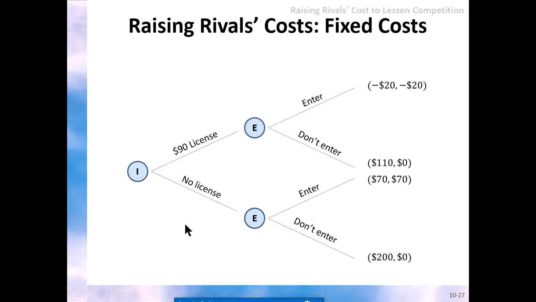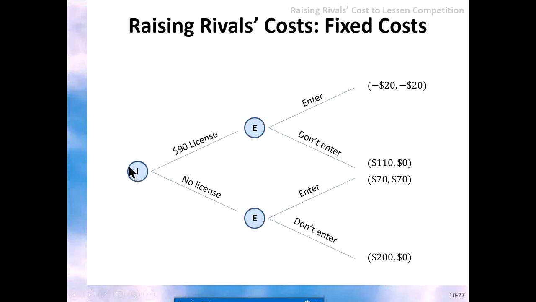Then again, another one is raising rival cost through the fixed cost. So we assume that firm I is a monopoly and firm E is an entrant. And we assume that firm I has a power to influence, let's say, a government agency or a particular department to have a license in order to do that type of business. For example, maybe car renting. In order for another company to enter the market for car renting, it must pay a license of $90.